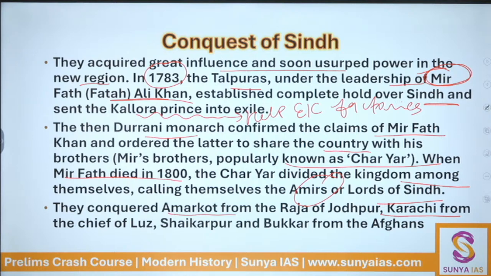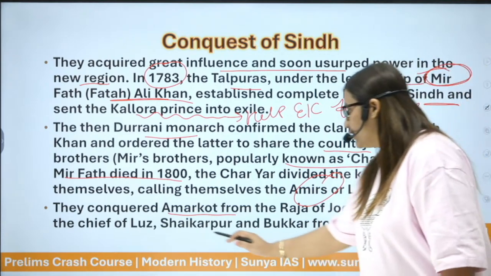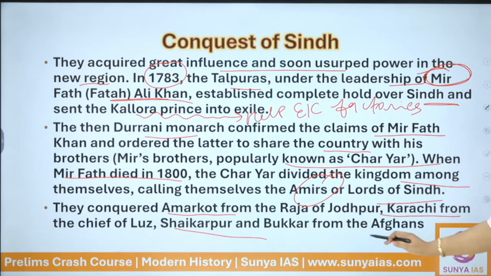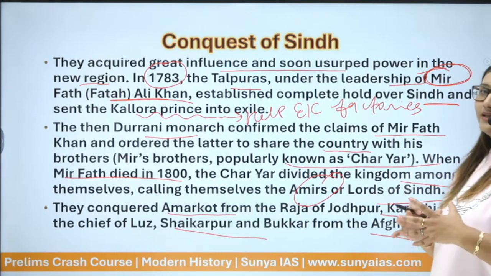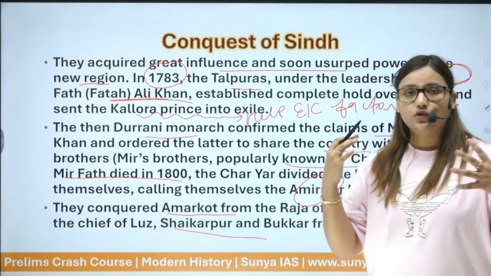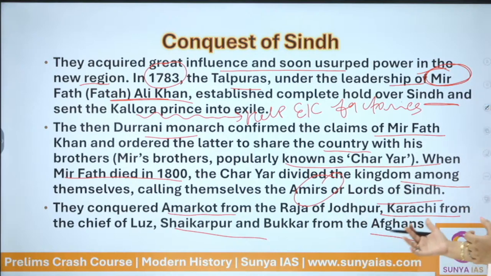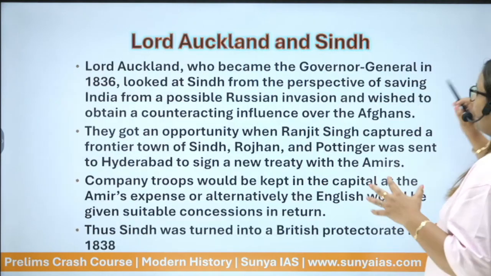Then these lords of Sindh, these Amirs, from Amarkot went to Karachi. They got Karachi from the chief Lewis, and then they got Shekarpur and Bukkar from the Afghans. So they started expanding more and more. Okay, so they won Shekarpur, won Bukkar, Jodhpur, Amarkot, everything. Now they had a good empire.